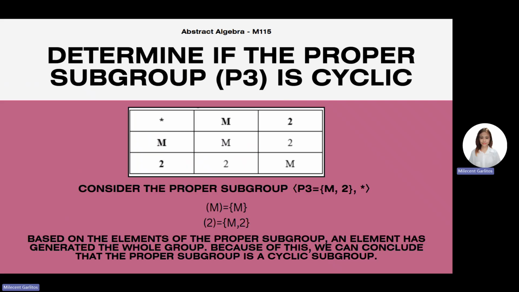Based on the elements of the proper subgroup, an element has generated the whole group. Because of this, we can conclude that the proper subgroup is a cyclic subgroup. As you can see here, the element 2 generated both the elements under the proper subgroup P sub 3. So by that, we can say that the proper subgroup P sub 3 is a cyclic subgroup.